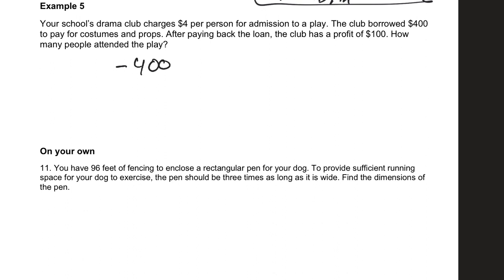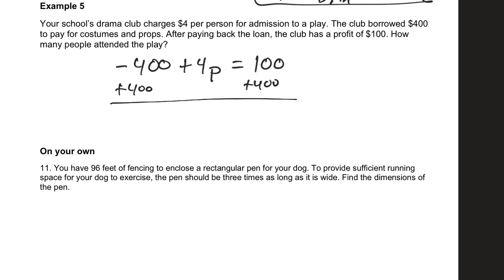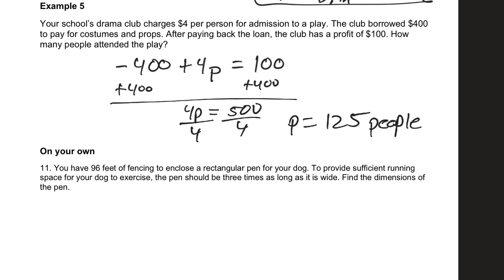So you're in the hole $400, but you're going to add $4 times every person that attends. And at the very end, you ended with $100 profit. That means how much that you actually earned. So at the end, it all equaled $100. So there's our equation. So now what we can do is we can add 400 to both sides. And that's going to give us 4p equals 500. Divide both sides by 4, and you're going to get p equals 125, but the unit will be people. So 125 people showed up.